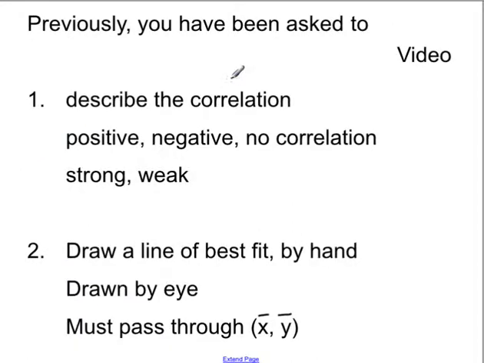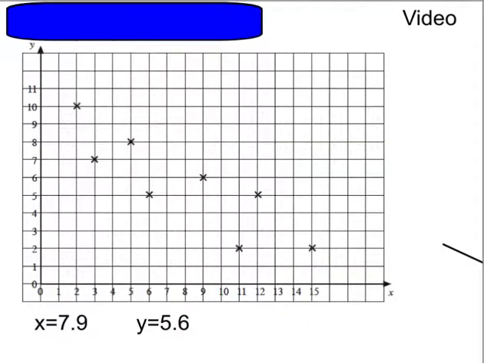Previously, you've been asked to describe the correlation, and you would use words like positive, negative, or no correlation, and words like strong, weak, or moderate. So that's a pretty wide group. The second thing you might have been asked to do previously is to draw the line of best fit by hand. This is normally drawn by eye, and it must pass through x bar, y bar, the mean of both variables.